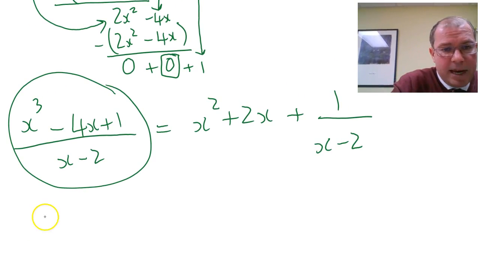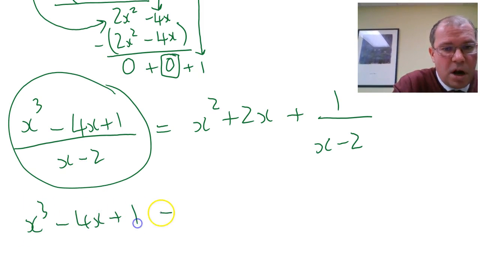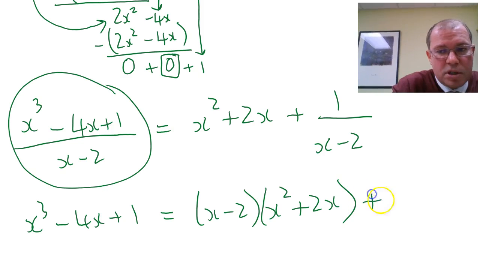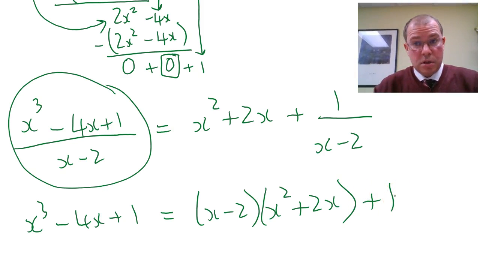If you multiply everything by x minus 2, you get x cubed minus 4x plus 1 equals the divisor, x minus 2, times the quotient, x squared plus 2x, plus the remainder 1. And that form is also a really useful form to write it in if you're doing the remainder theorem or factor theorem. So both forms are important.